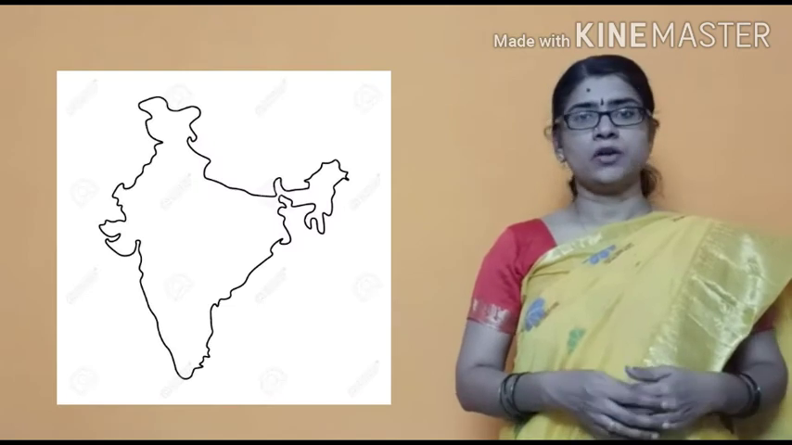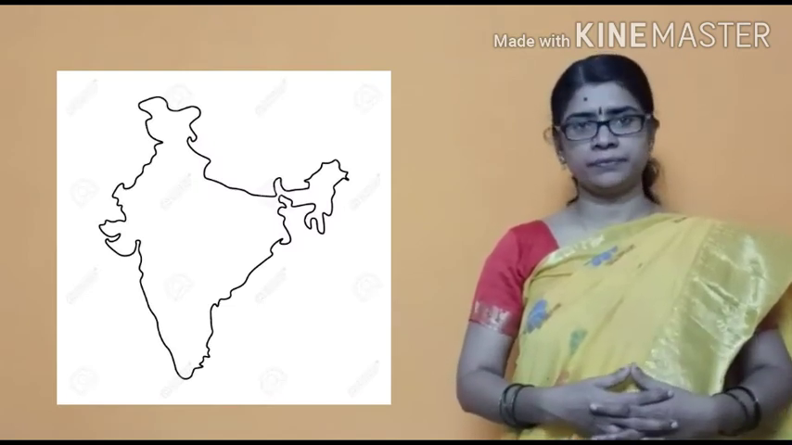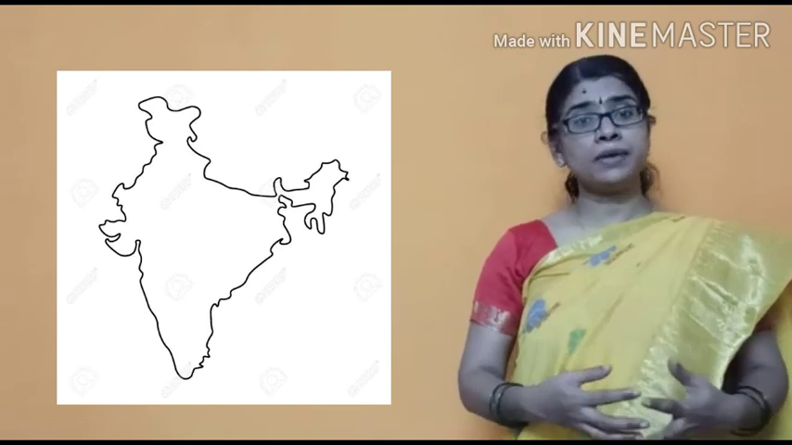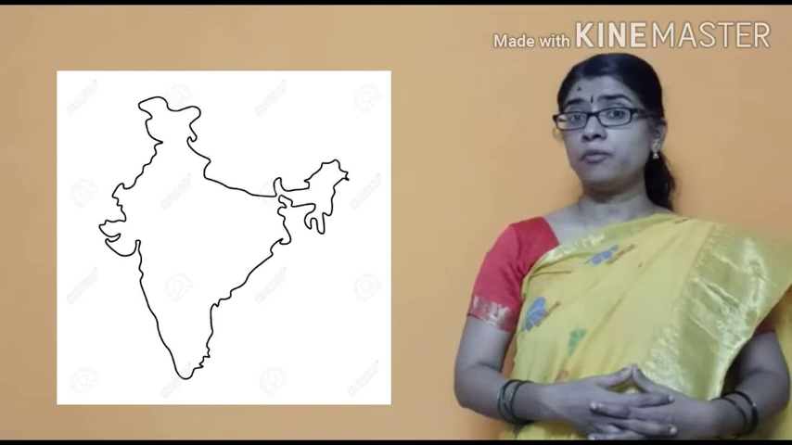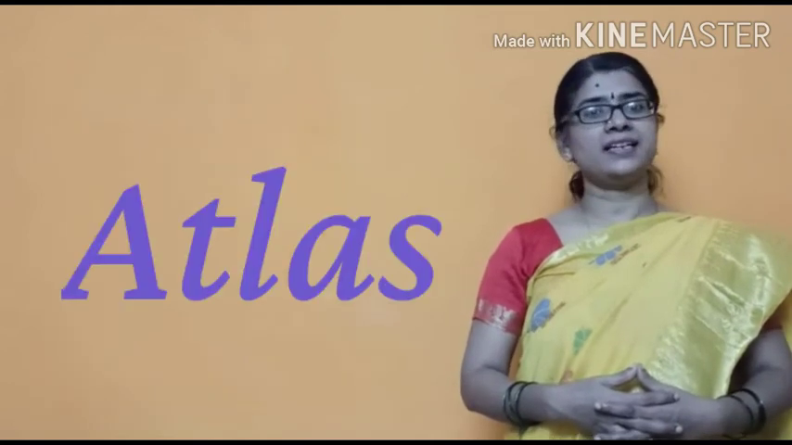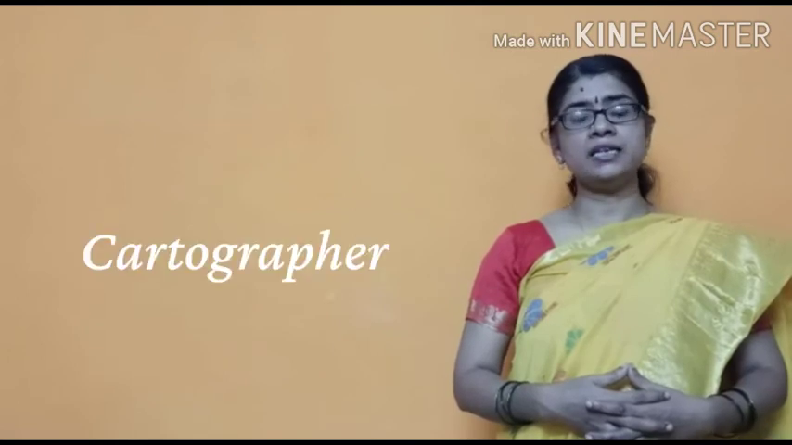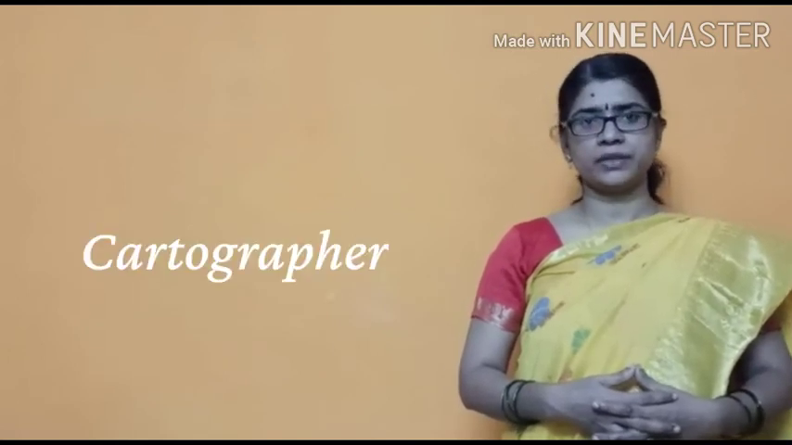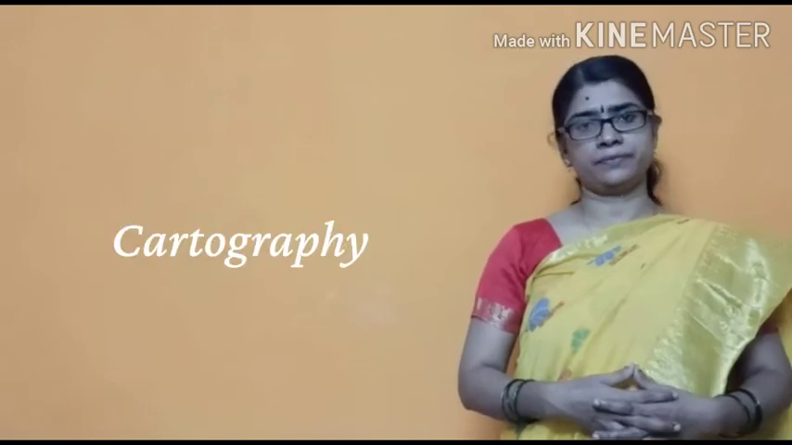Map is a flattened surface. It is also representing the earth. You need to have more imagination to read the map. The book of maps is known as an atlas. The person who draws the map is a cartographer. The study of maps is cartography.